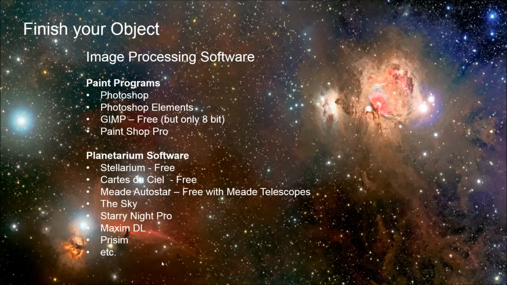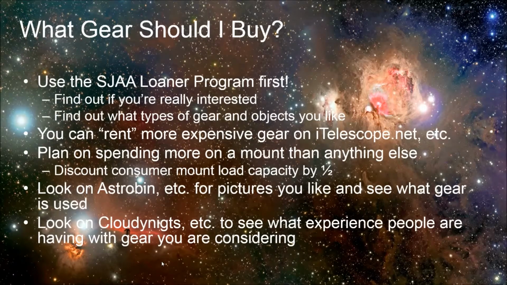PaintShop Pro is another program. And then I've listed here some of the planetarium software that you use in planning and maybe also driving your scope, doing go-tos. Stellarium, which is what I use, Cartes du Ciel, Mead, the Sky, Starry Night Pro, Maxim DL, and Prism, again being a new all-in-one program. So this brings us to the question of, okay, so what should I buy?